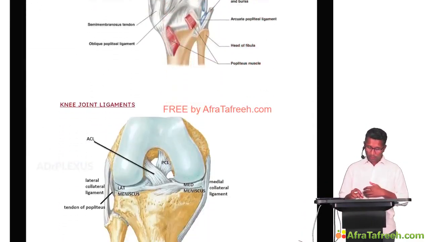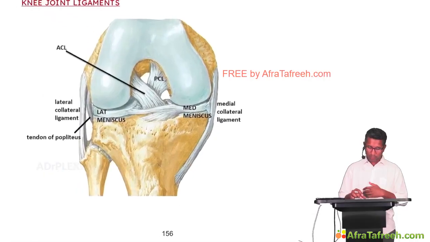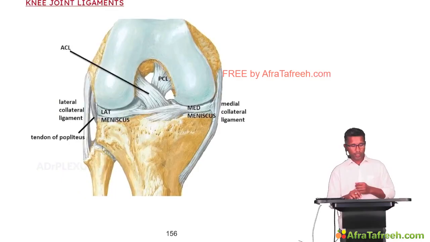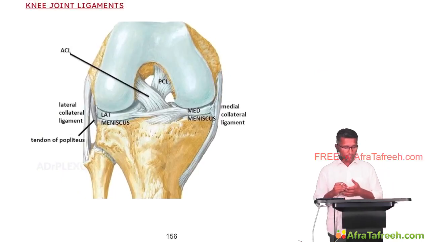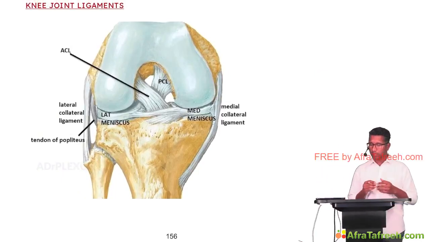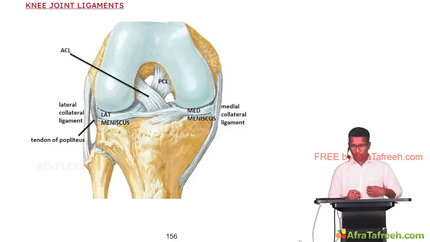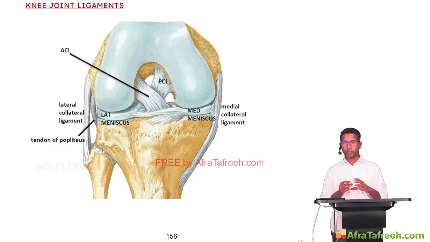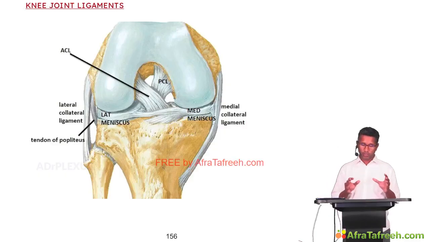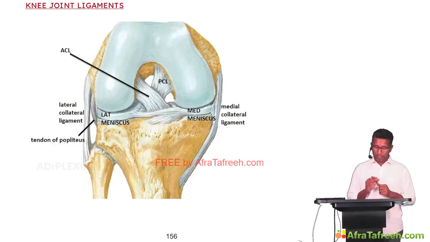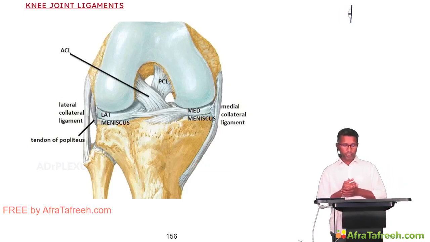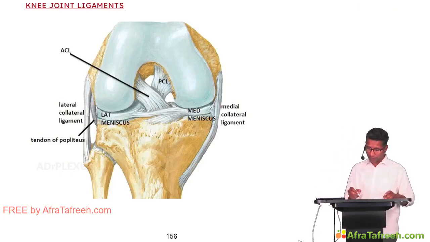Now coming to the next very important topic, that is the knee joint ligaments, guys. After the lunch session, the first thing we'll be discussing is the joints. At one shot we'll be seeing all the joints of the upper and lower limbs, but at this junction, since we have a picture here, we'll discuss the knee joint, and then we'll go to the rest of the joints in the afternoon session.